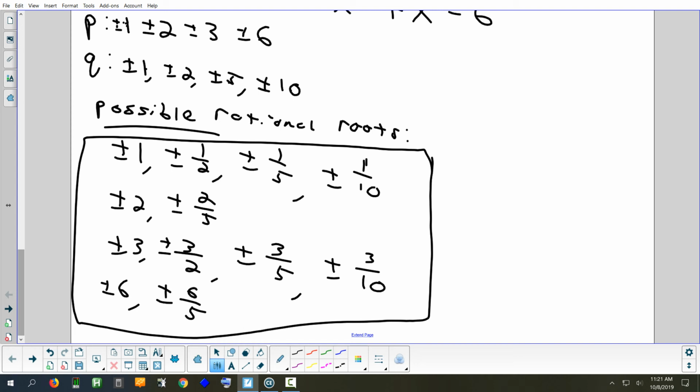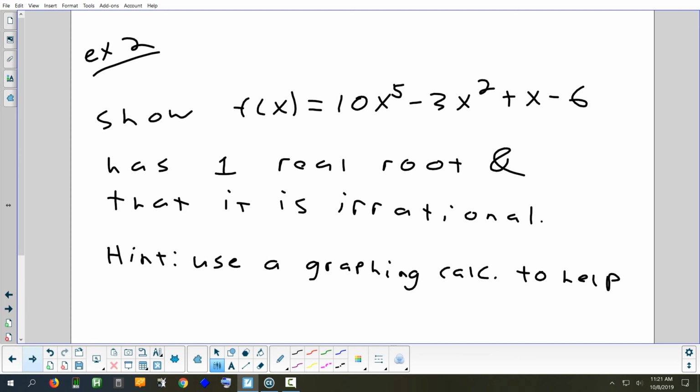Okay? But what we do now is we graph it on the calculator, and we look at it, and we say, okay, do any of these numbers even look remotely right? And then if they do, we'll check it out and see. But any questions on making this list? All right. So now, what I want to do is graph this, show that it only crosses the x-axis one time, and I want to show that where it crosses has to be irrational. Okay? So let's start by using our graphing calculator and see what happens.